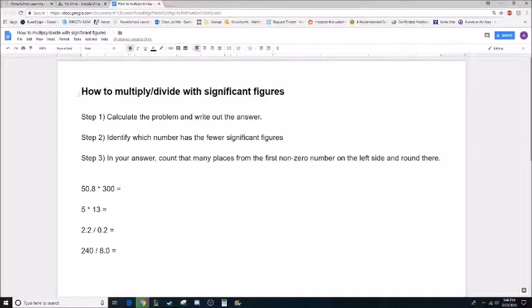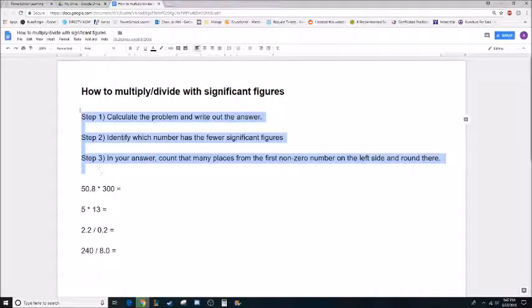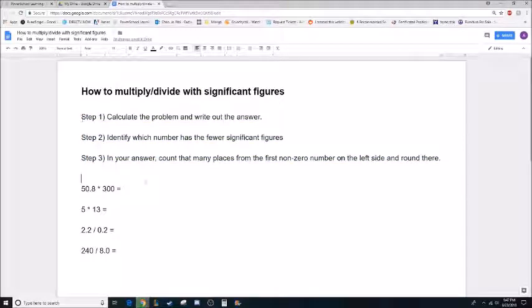Alright, so we're back again with a different video. The last video, we learned how to add and subtract with significant figures. In this video, we're going to learn how to multiply and divide. There are different rules for adding and subtracting, and another set of rules for multiplying and dividing with significant figures. Same as the last video, we're going to follow 3 simple steps. They're just a tiny bit different.